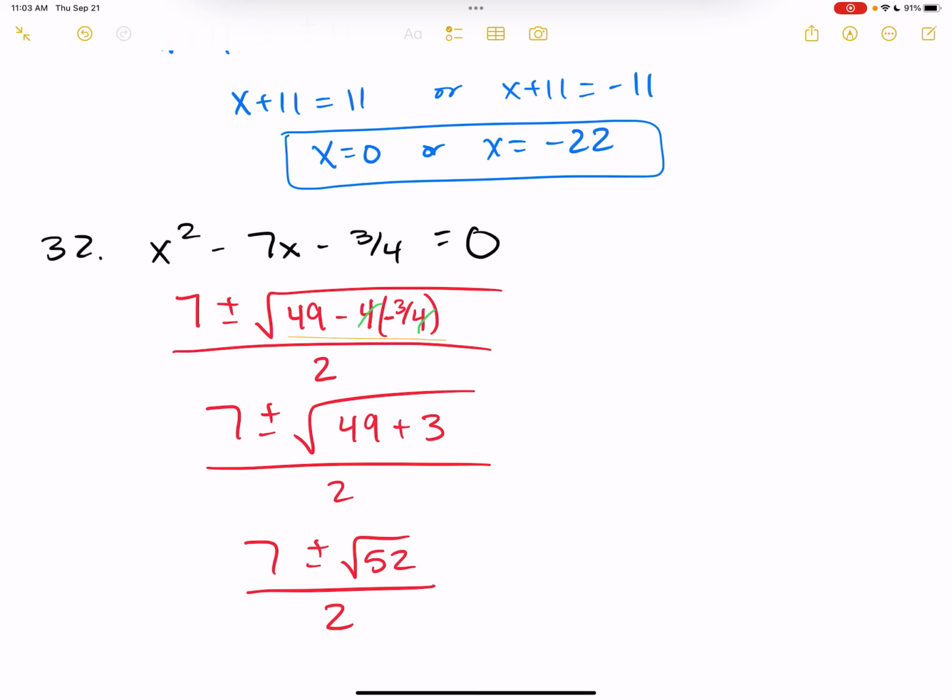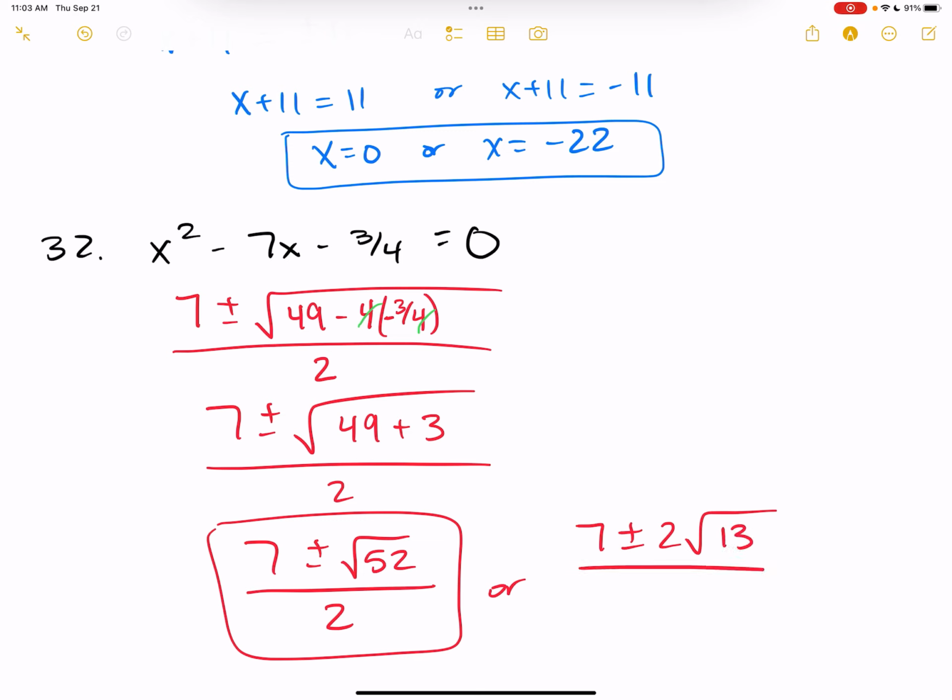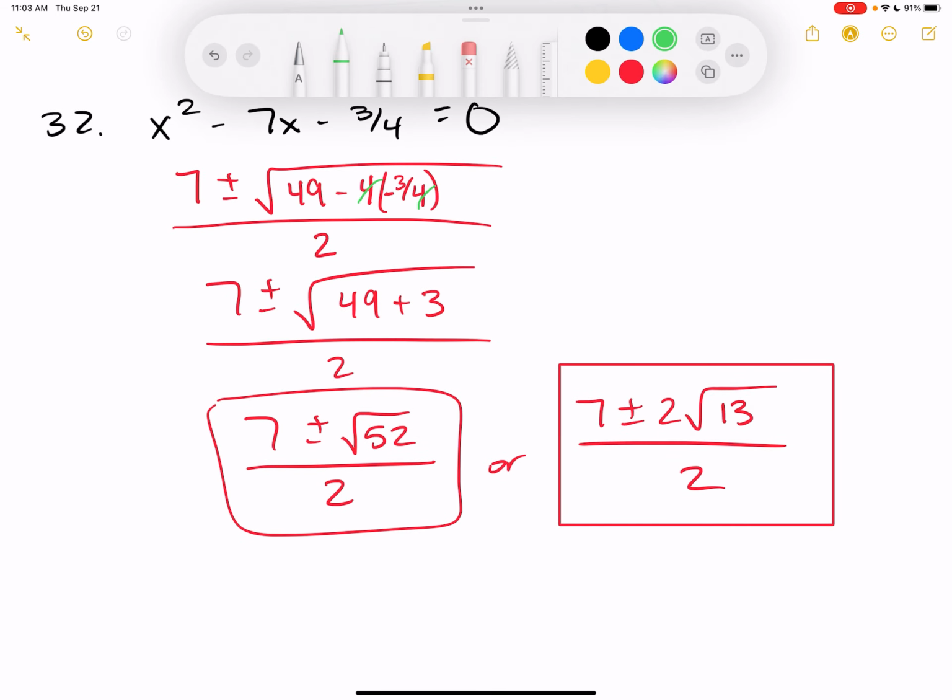Now, I think something would come out of that, so you can either leave it here, or take a 2 out of it. So you can take a 2 out, so 7 plus or minus 2 root 13 over 2. Either way, you could leave it and be fine. The book writes this as 3.5 plus or minus the square root of 13, which is also okay, but I would just leave it in one of these two, unless you're super ambitious.